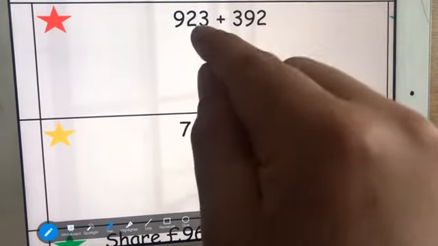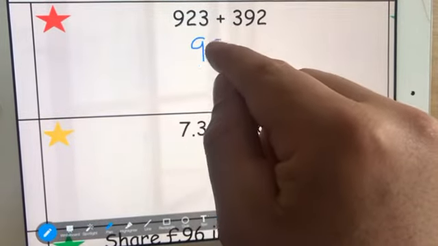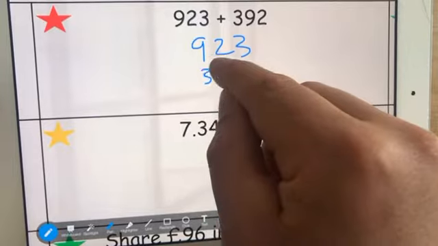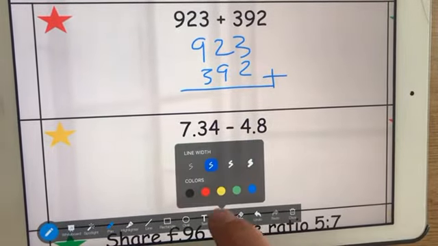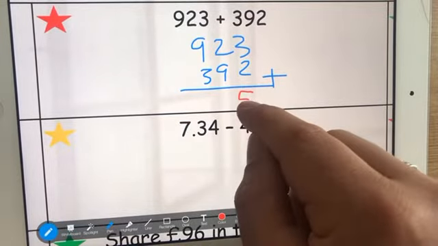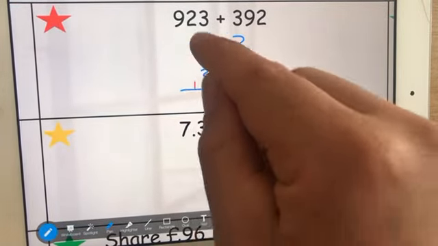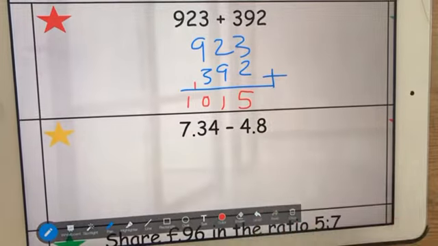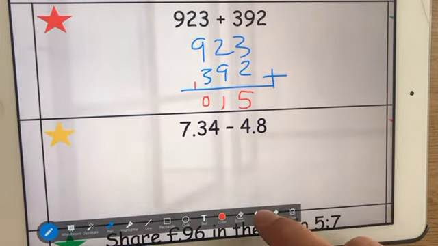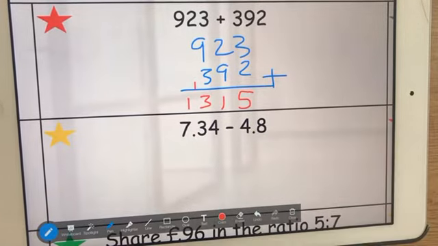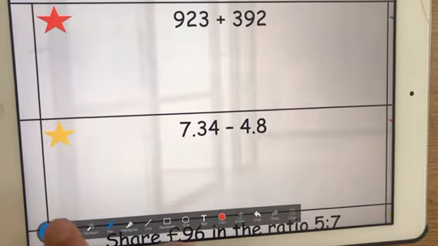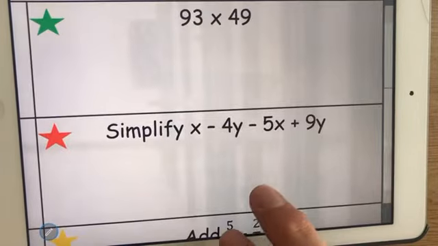923 plus 392. Okay, 923. I'm going to set it up exactly as I normally would. It's an adding question. 3 plus 2 is 5. 2 plus 9 is 11. 9 plus 3 plus 1 is 10. Oh, no, not 10. I don't know where I got 10 from. 9 plus 3 plus 1 is 13. Okay, my answer is 1,315. 1 point.